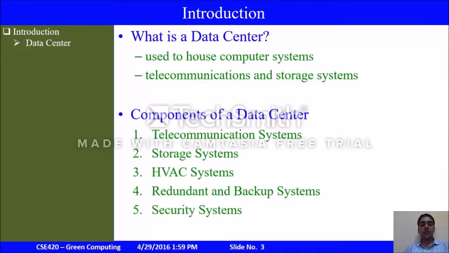Third, HVAC systems stand for heating, ventilation and air conditioning. These are responsible for maintaining the data center. Fourth, redundant and backup systems maintain the data security and prevent loss of data. Fifth, security system consists of both on-site and external security to secure the data from external interference.